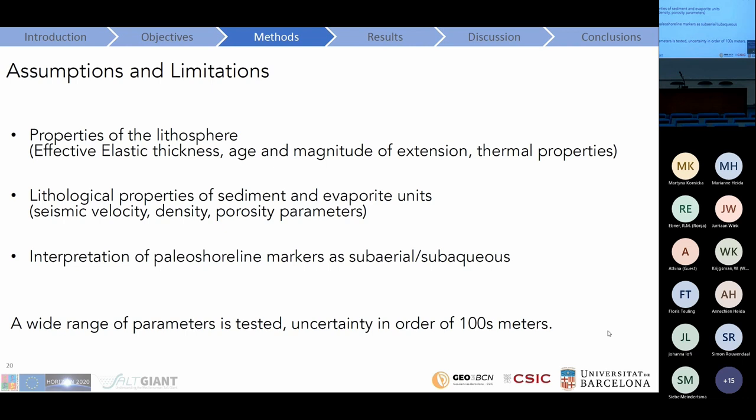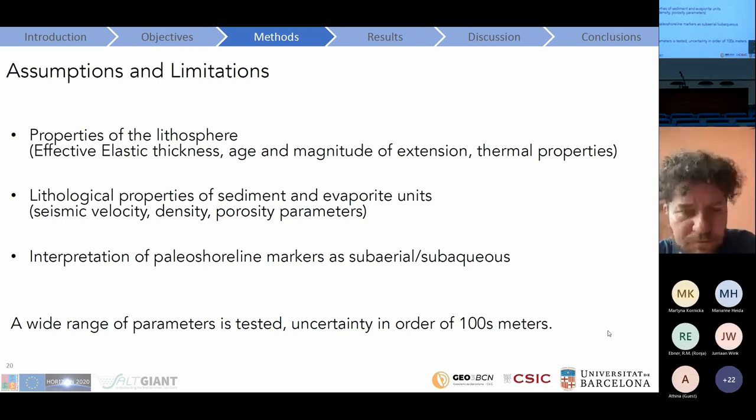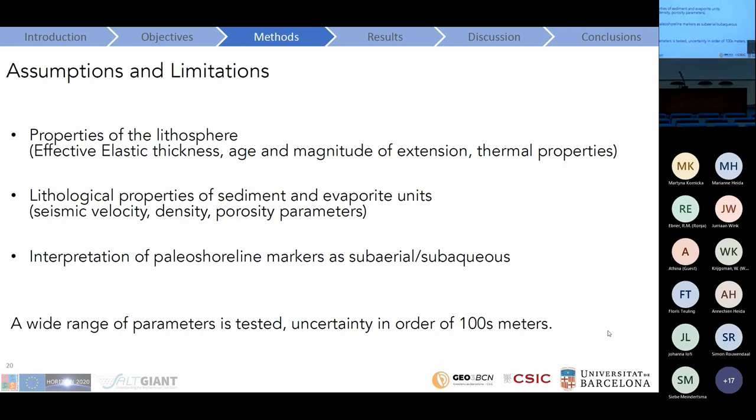So, for example, sometimes we don't have an exact constraint on their seismic velocity, their density, and their porosity parameters that are all important in our restoration. And also, of course, we are making a basic assumption that we are able to interpret a feature in the seismic stratigraphy as a paleo shoreline marker and to identify it as either subaqueous or subaerial. So in order to deal with these uncertainties, we test in our numerical model for a wide range of parameters, but the uncertainty in the Messinian topography is still on the order of hundreds of meters.